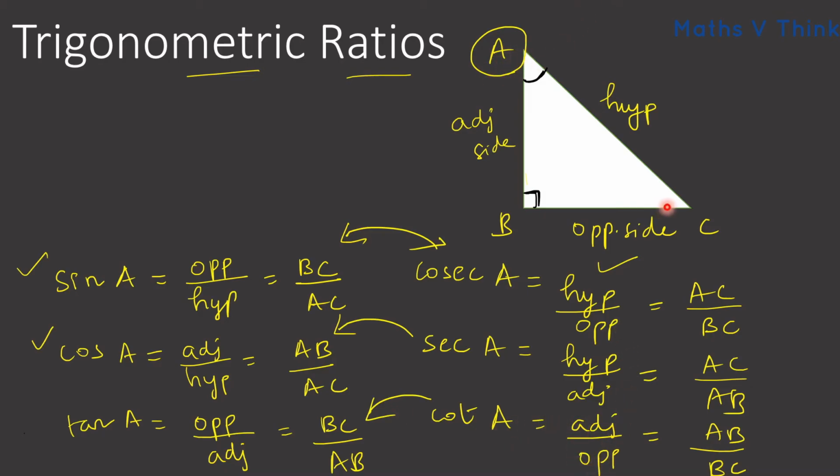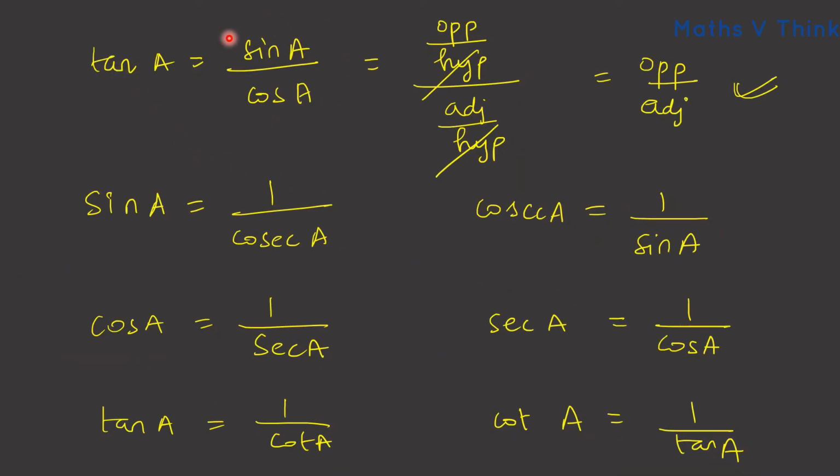Just you need to take the opposite side and the adjacent side very carefully. If I'm taking angle A, the opposite side will be BC and the adjacent side, meaning the near side of the angle A, is AB. Suppose I'm taking angle C, for angle C the opposite side will be AB and the adjacent side will be BC. So you need to carefully take the adjacent and the opposite side, and the hypotenuse is always the side opposite to the 90 degree angle. Same way tan A is sin A by cos A. I think you have understood this formula very clearly.